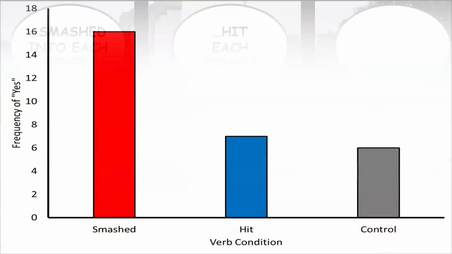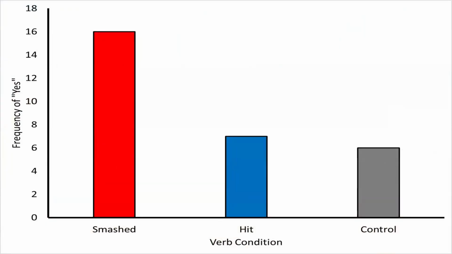And as we saw last time when we were looking at how to display categorical data, the frequency with which participants said, yes, I did see broken glass, in other words, the frequency that they had a false memory was highest in the smashed condition and did not differ between the hit condition and the control condition, very clearly indicating that the way that you phrase a question gets incorporated somehow and interacts with your memory and actually changes what you remember about a particular event.